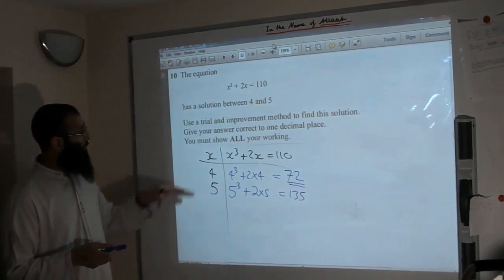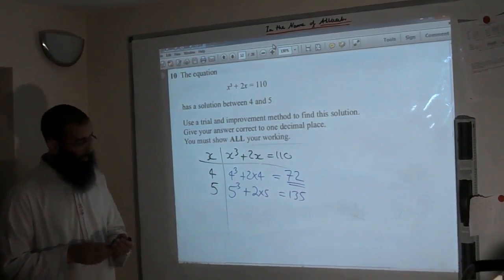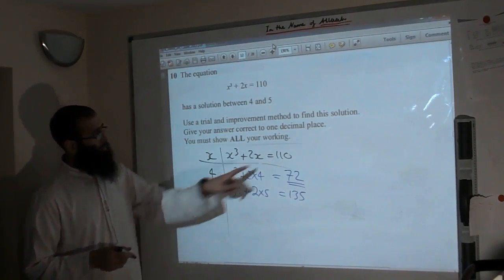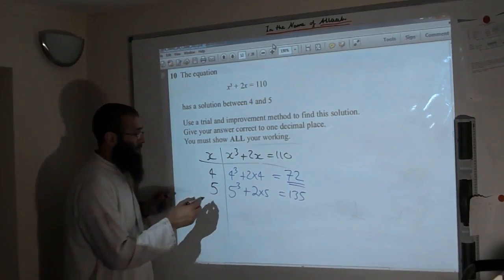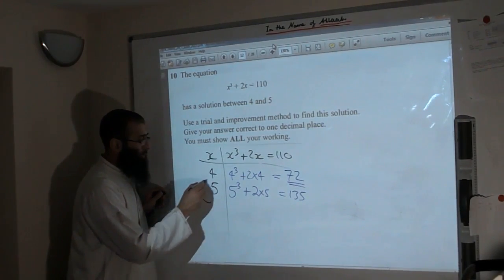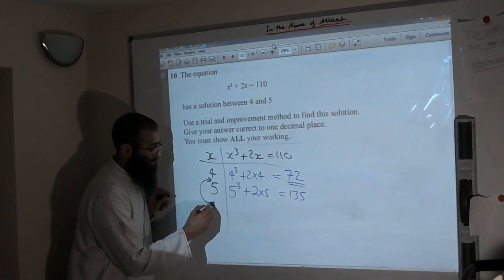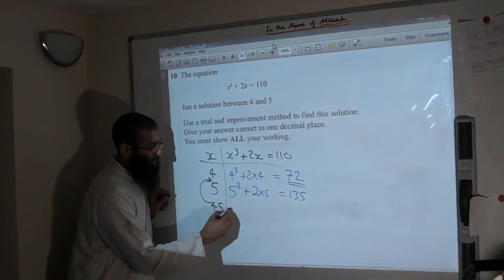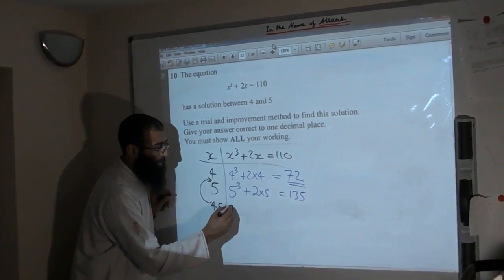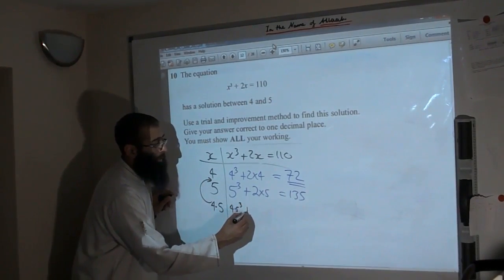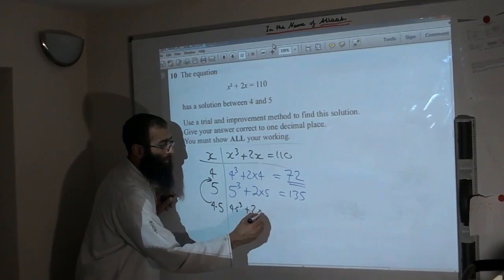Okay, now is the answer closer to the 5 or closer to the 4? Or 110. So we're going to start our decimal numbers, the one decimal place numbers. We'll start halfway. 4.5. So now we need to do 4.5 cubed plus 2 times 4.5.